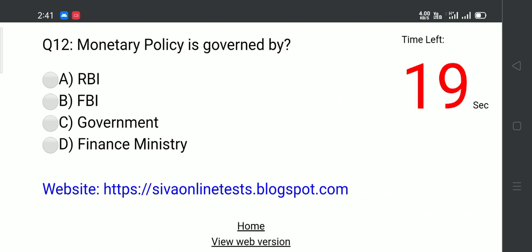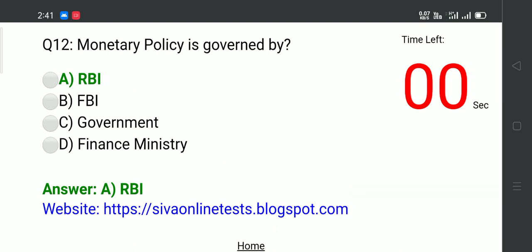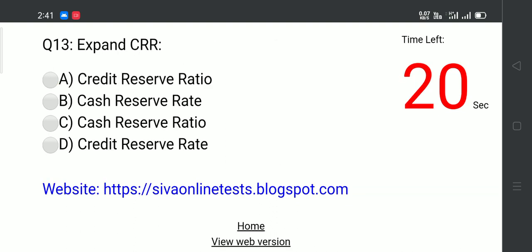Question 12. Monetary policy is governed by. Options. A. RBI. B. FBI. C. Government. D. Finance Ministry. Answer. A. RBI.